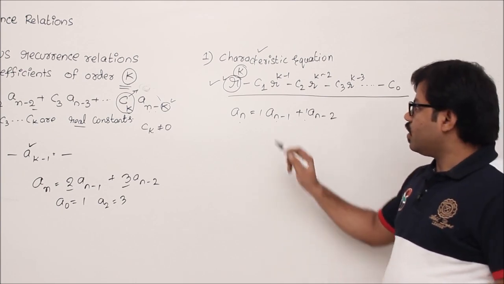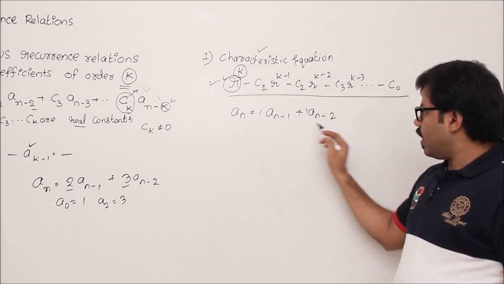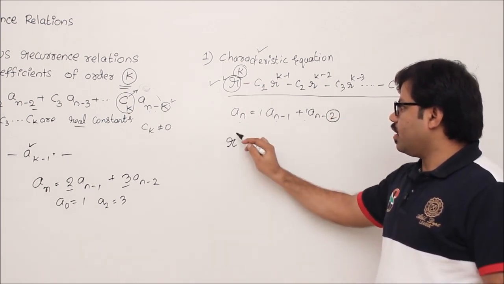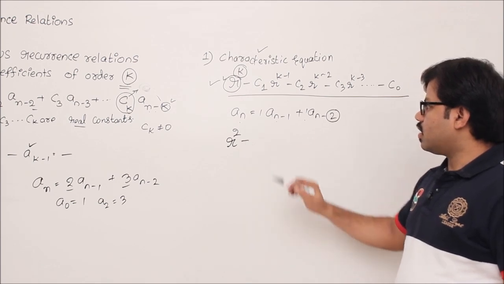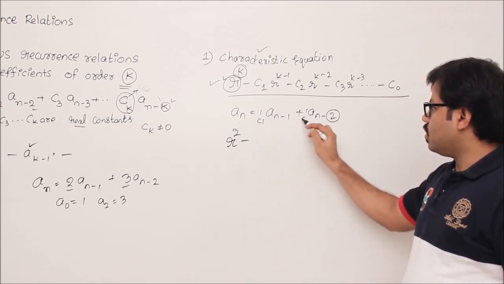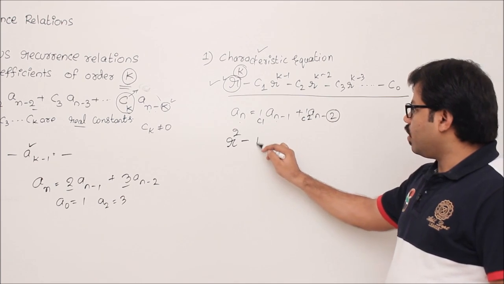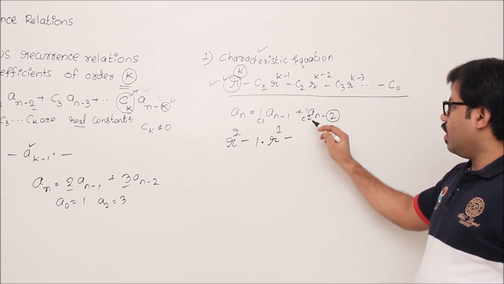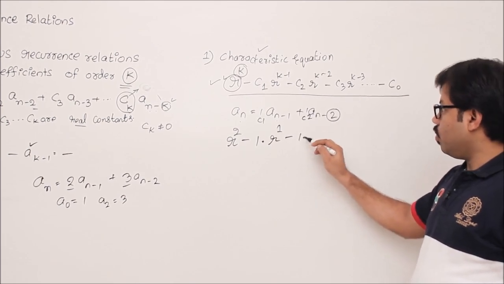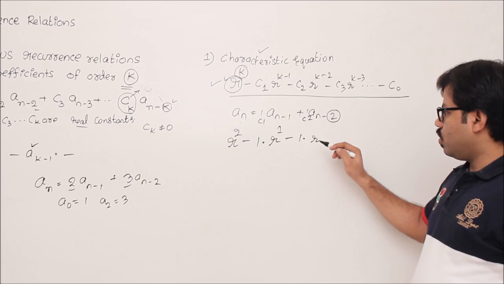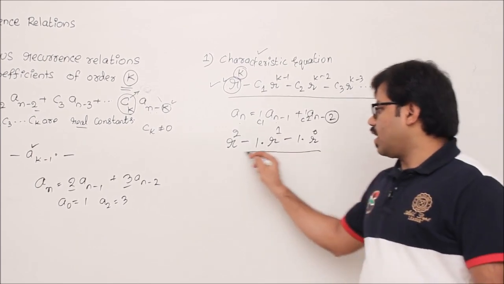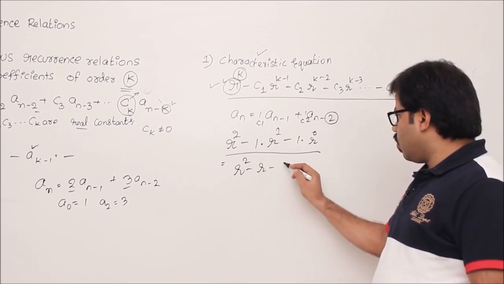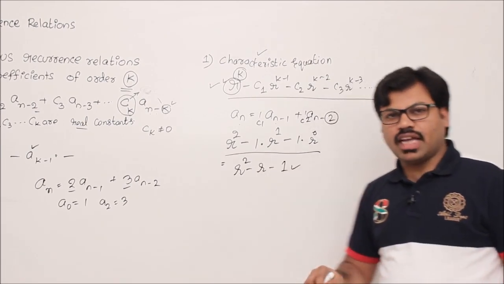Ready? Here first observe what k is. Here k is nothing but 2, correct? Then the equation will be r power k, and k is 2, so r square, minus constant 1, so this is c1 and this is c2. Then constant 1 into r power k minus 1, r power 1, minus constant 1 into r power k minus 2, that is 2 minus 2, 0. So this will be the characteristic equation, which is r square minus r minus 1. We'll see what to do with this characteristic equation.